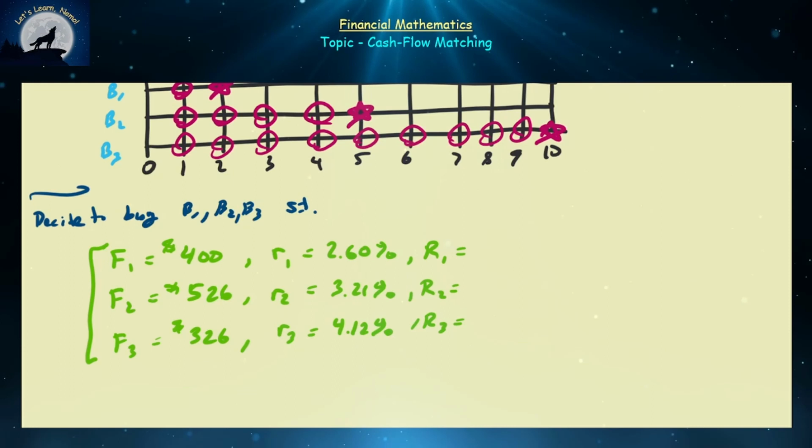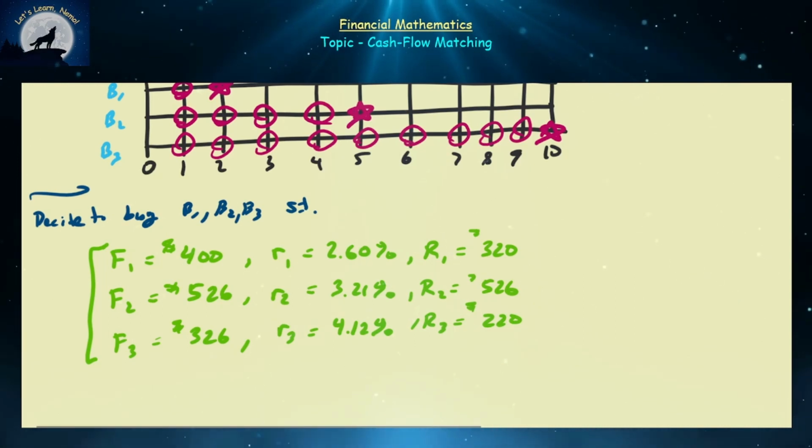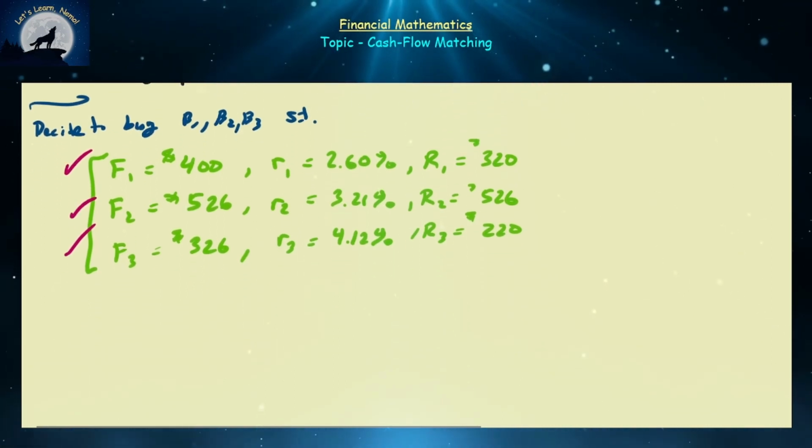And then let's assume that our redemption payments R1, R2, and R3 are given to be $320, so redeemable less than par, $526 redeemable at par, and then let's go $220 redeemable less than par. Right? So these are the three bonds that we have decided to buy. Now we need to figure out how much of each of these bonds we need to buy. So we know which stocks to invest in. How much of each of these stocks do we want to buy?